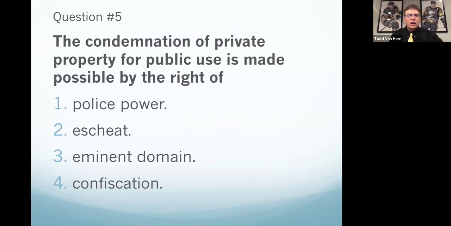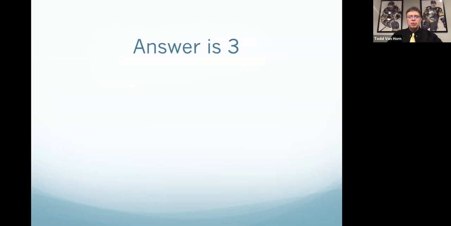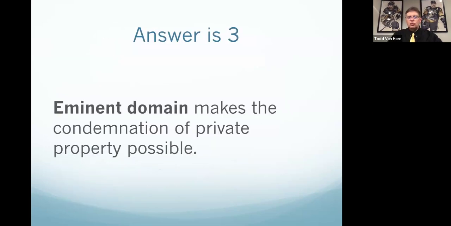Question number 5. The condemnation of private property for public use is made possible by the right of police power, escheat, eminent domain, confiscation. The condemnation of private property for public use is made possible by the right of, what do you think it is? It is number 3, eminent domain is what makes the condemnation of private property possible. The right of eminent domain.